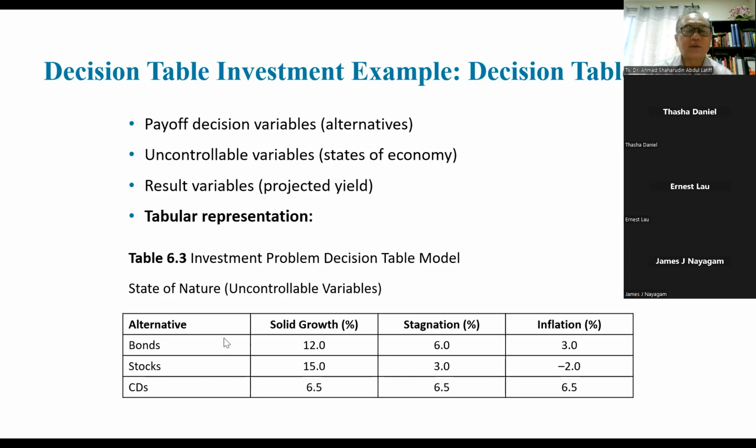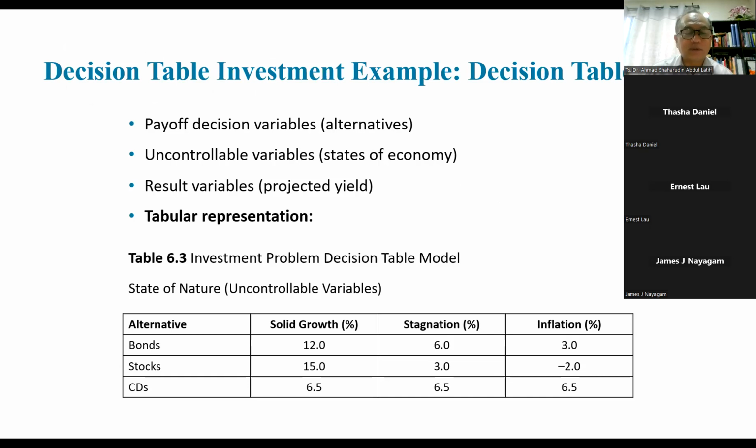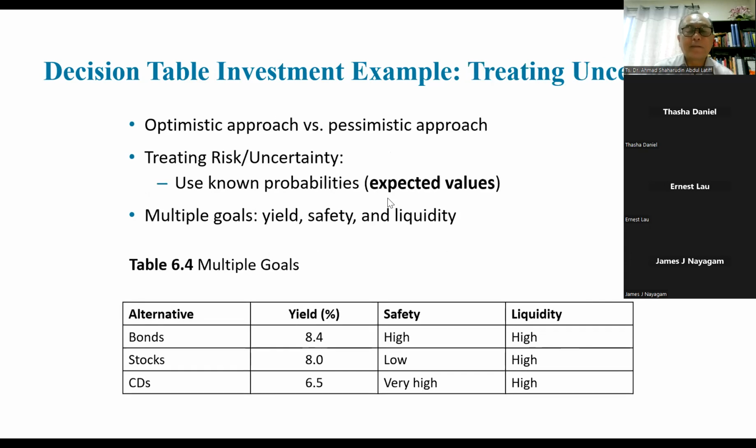So bonds, stocks, and the time deposit, the certificate of deposit, under solid growth, stagnation, and inflation. So we have payoff, decision variable, uncontrollable variables, and result variable, the projected yield. So we have the optimistic approach and the pessimistic approach. So this is the bond.